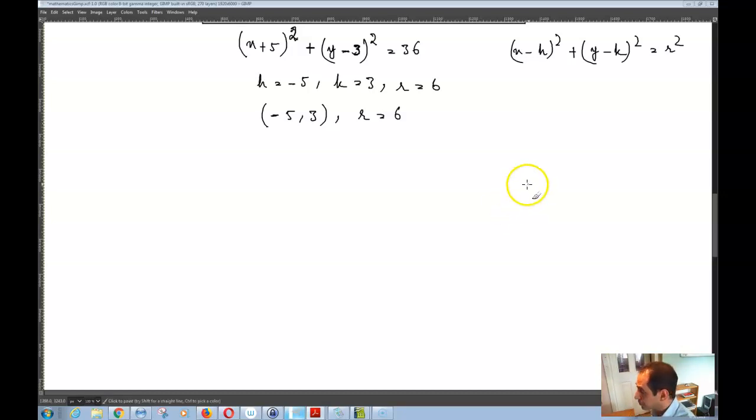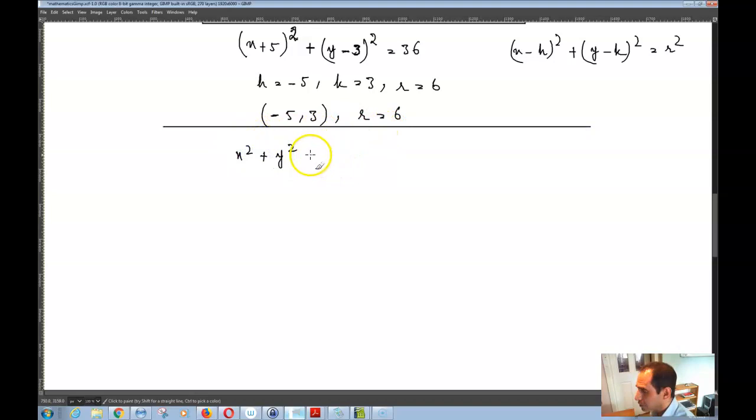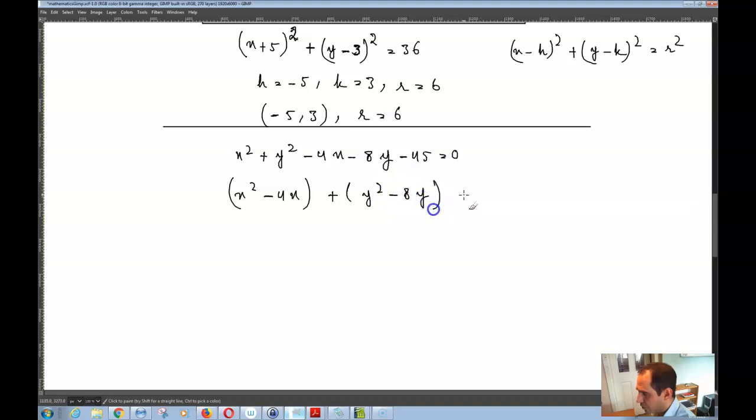Number 7, suppose that you have, for example, this equation: x² + y² − 4x − 8y − 45 = 0. So basically you want to write your equation in this form so you can compare and find out what your h and k are. So I write this as x² − 4x plus y² − 8y − 45 = 0.